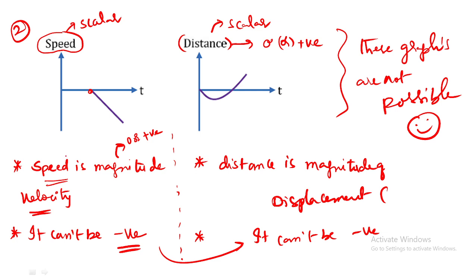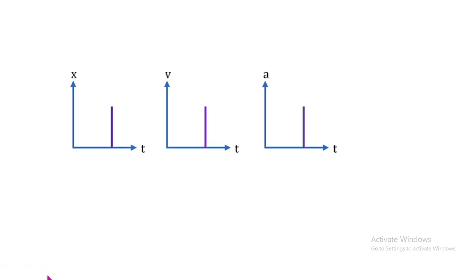So next, you can actually write the next one here. This one. Graph number 3. This is xt graph. This is vt graph. This is at graph.